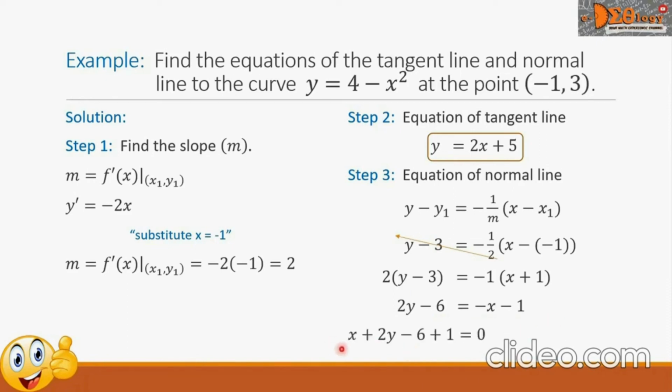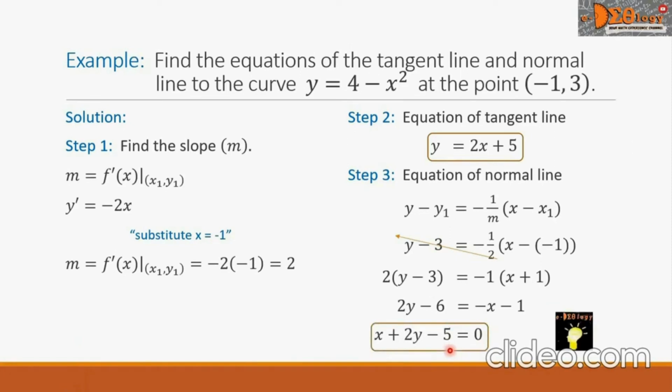So we have now x plus 2y minus 6 plus 1 equals 0. Let us combine this negative 6 plus 1, so we have negative 5. So we have now our final answer for the equation of normal line. X plus 2y minus 5 equals 0. These are the answers for the tangent line, and the normal line.